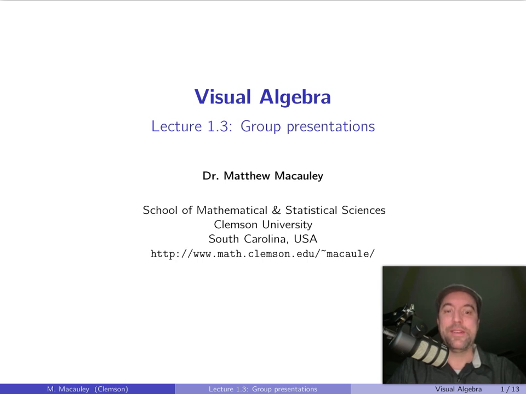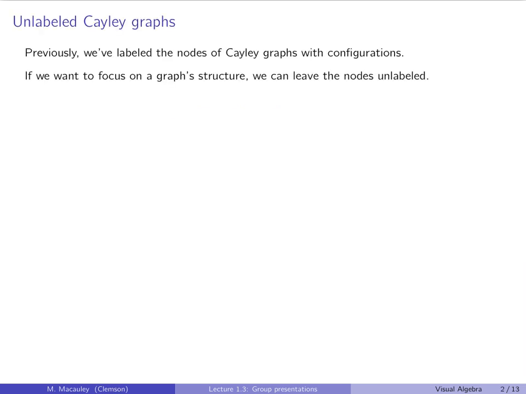Let's get started. Before I can tell you what a group presentation is, we have to understand Cayley graphs a little bit better. Previously, we've labeled the nodes of Cayley graphs with configurations, like of a rectangle, a triangle, or a couple of light switches, or things like that. If we want to focus on a graph's structure, we can leave the nodes unlabeled. We don't really need them.